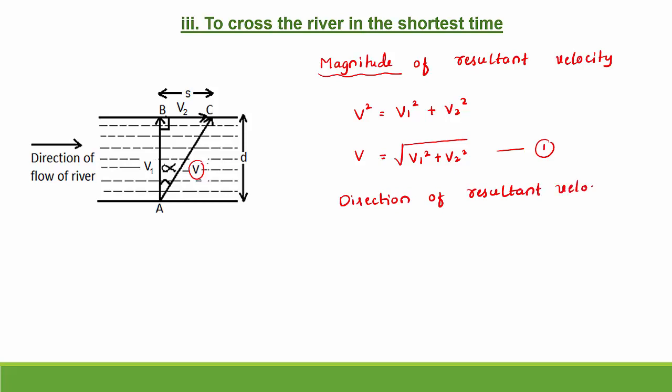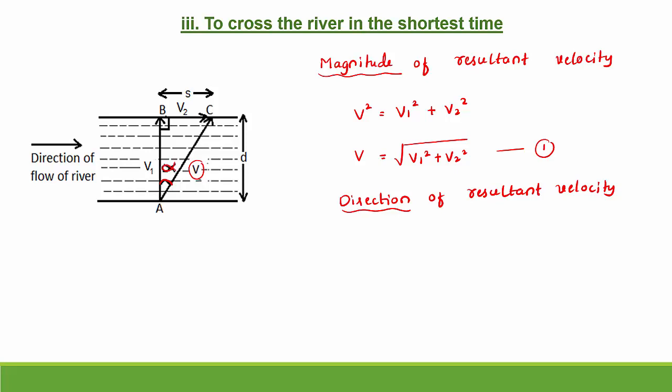Direction of resultant velocity. See here, the swimmer is swimming perpendicularly, but because of river flow, he is moving in the downstream direction. Instead of AB, he is traveling along AC. This is the resultant velocity. We have to find its direction.